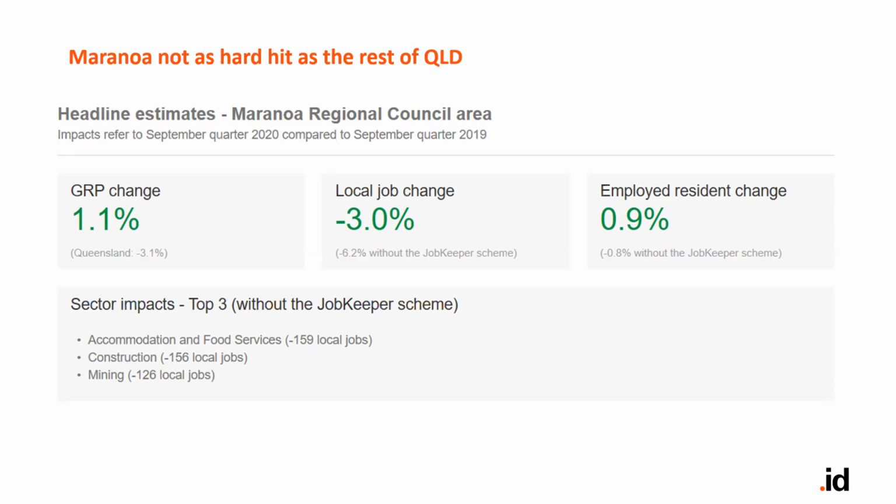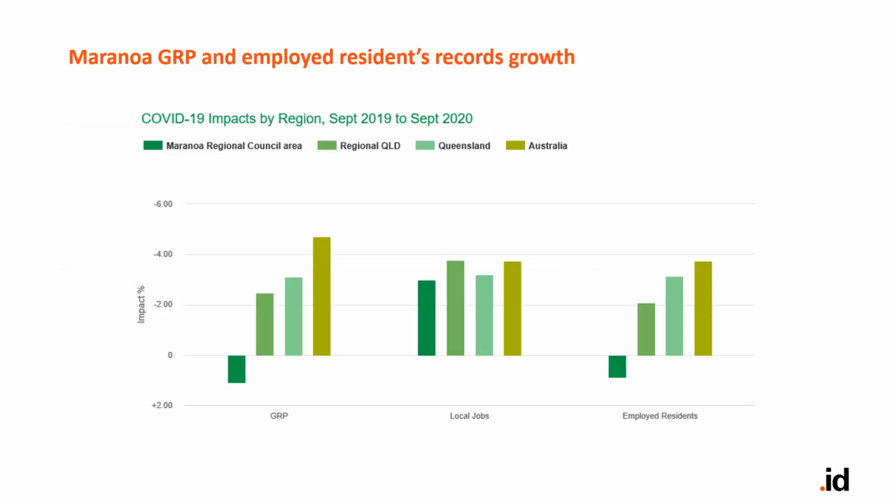Employed resident change has grown by 0.9%. So some of those local jobs might have left the region, but they might have arisen in a different format. So you've got residents taking up some of those jobs. So we can see that has actually increased by 0.9% September to September. If you didn't have JobKeeper, it would have fallen by 0.8%. So JobKeeper is keeping alive some jobs in the Maranoa. We can break it down by industry, but we can't really determine what's going to happen with those people when JobKeeper gets taken off the table.